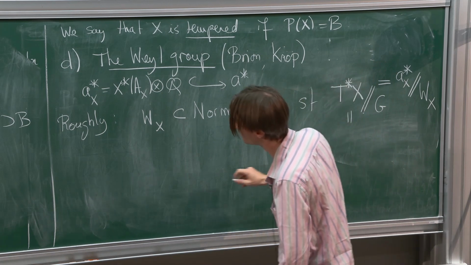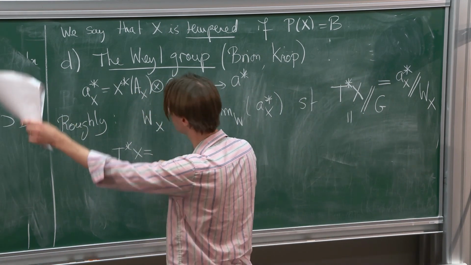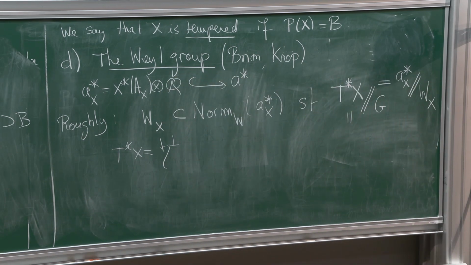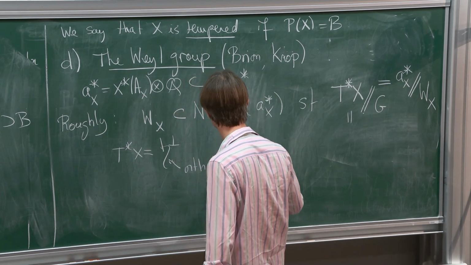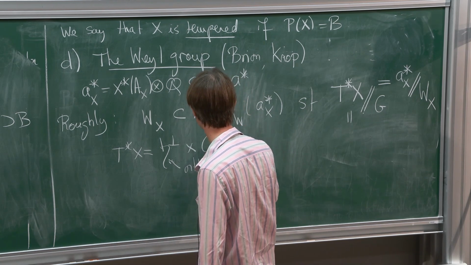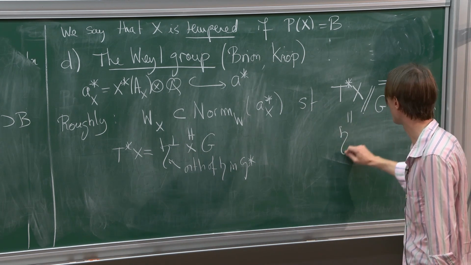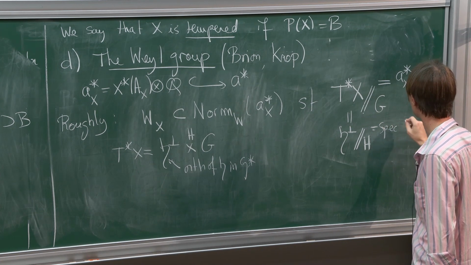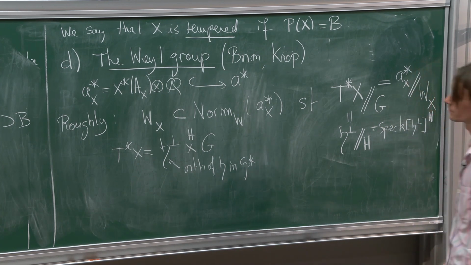But remark that T star of X is homogeneous and can be described as the orthogonal complement of H in G star, the dual of the Lie algebra of G, times, contracted product with G over H. And this can be described now as the Spec of this one.